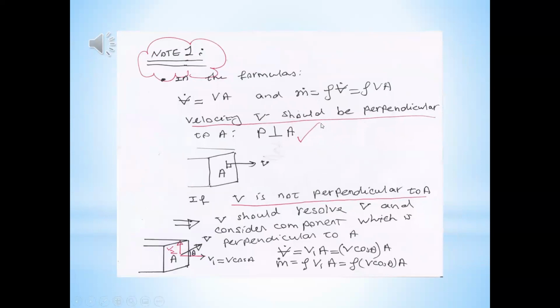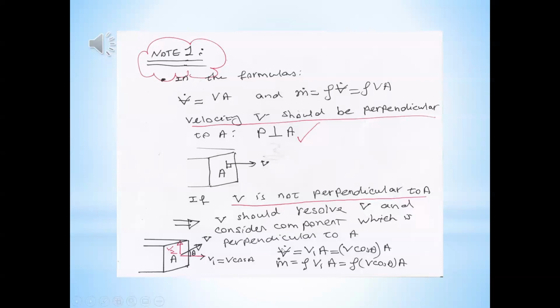This velocity V is the component of velocity which is perpendicular to the area. See, velocity is perpendicular to the area. Oh, it should be V, not P. Please make a little note and fix it. If V is not perpendicular to the area, like this one, you should resolve it into two components, the tangent component and the normal component. You don't care about the tangent component V2, which is V sine theta, because that doesn't take any fluid in and out. You only consider V1, which is V cosine theta, the normal component.